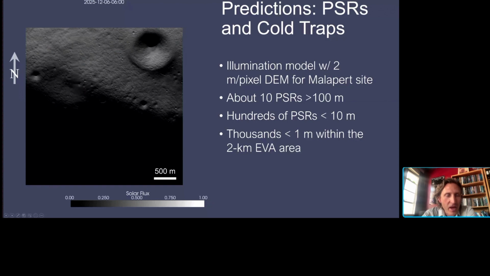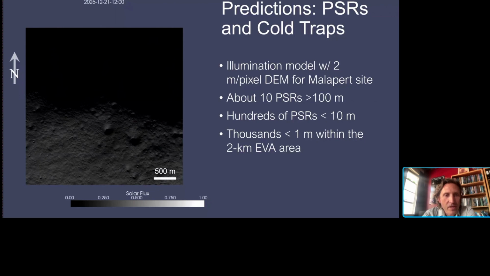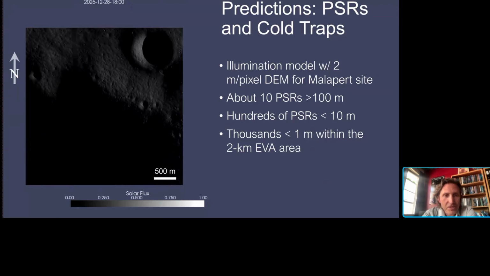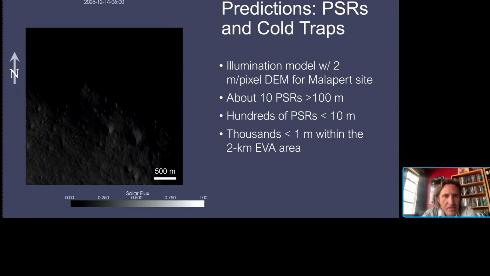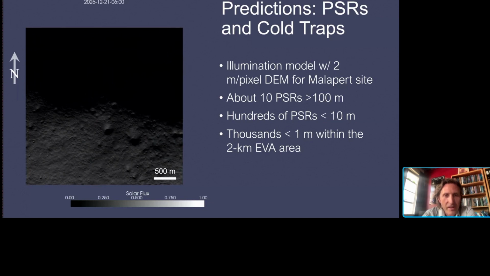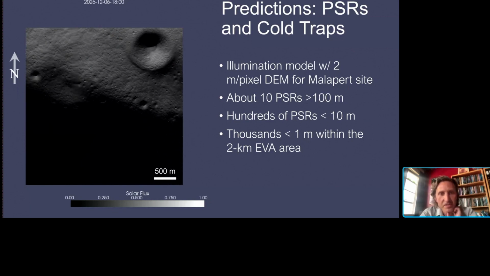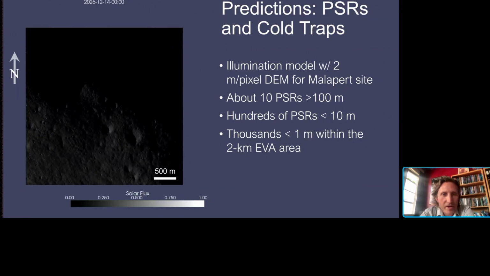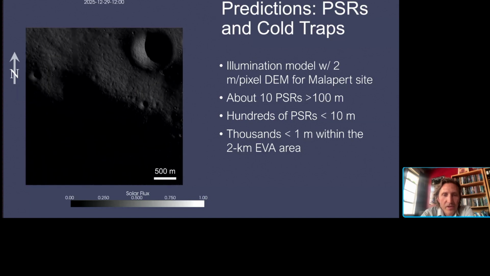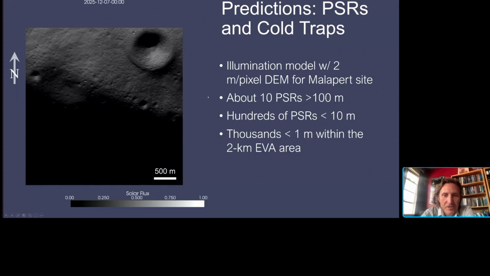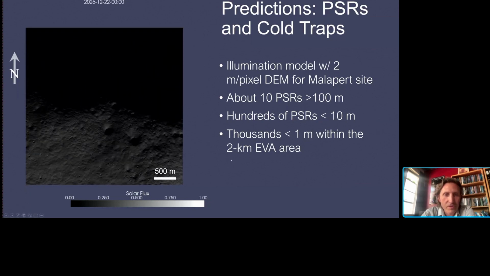So we looked specifically at the Malapert landing site, and this is a model done with the 2-meter digital elevation model, including the illumination over the course of the entire diurnal cycle. And you can see that, of course, the illumination conditions are highly local, as I've said before, and we can estimate the numbers of PSRs of different sizes. So there's, again, just order of magnitude, roughly 10 PSRs greater than 100 meters and hundreds less than 10 meters. And then as you go down in scale, you get more and more. So thousands of micro cold traps less than a meter are anticipated within the 2-kilometer EVA area.